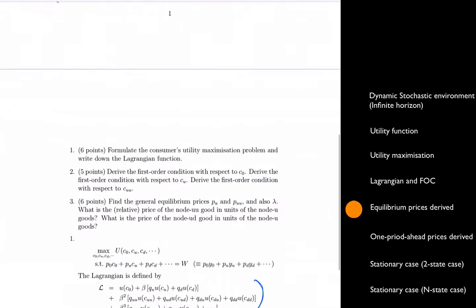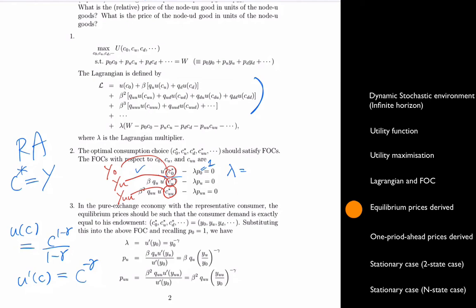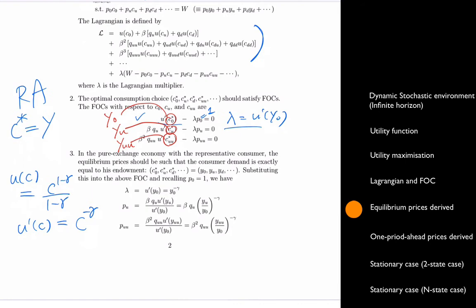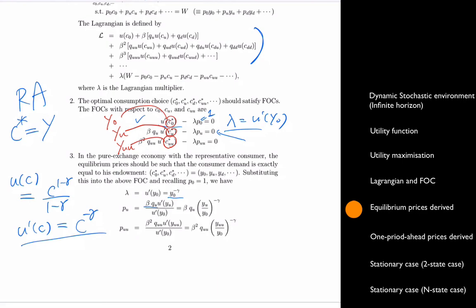So this first equation implies that lambda is equal to what? U prime of Y0, and because we have this power utility function, lambda is equal to Y0 to the power minus gamma. And once we have lambda, the other equations in the first order condition give us all the equilibrium prices, all P's, PU, PD, and so on. So this second equation gives us PU. The second equation implies that PU is equal to beta times QU times U prime of YU, divided by lambda, and lambda is equal to U prime of Y0. And that's what we have here.